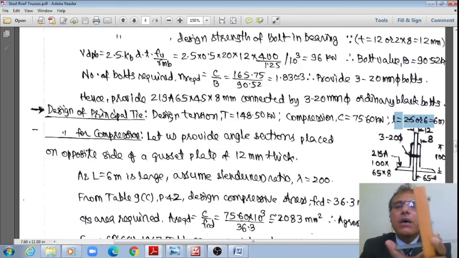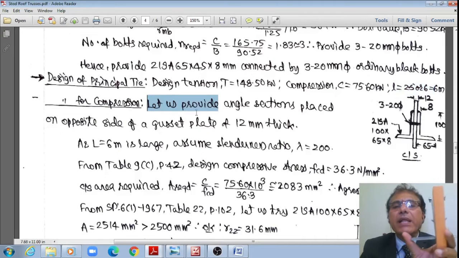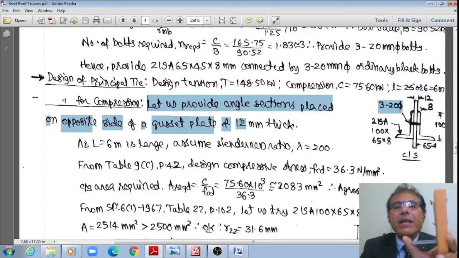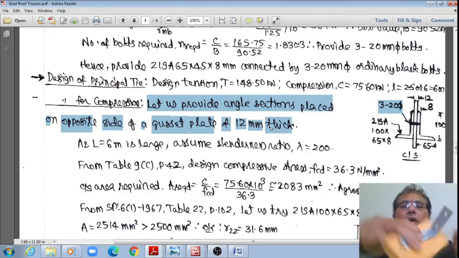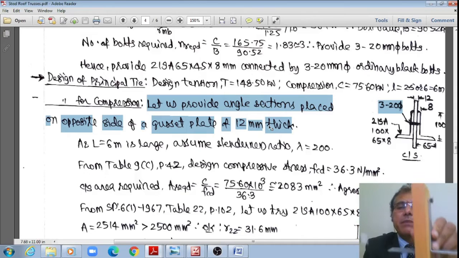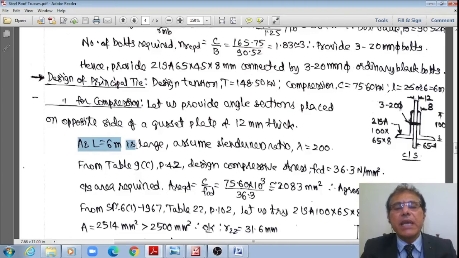Therefore, now the bottom chord member is as shown here. Now I'll initiate the design for compression, assuming two angles placed back to back on one side of a gusset plate of 12 mm. Previously the section was like this. Now I'm assuming the same section, just upside down, like this. Or even I'm showing here the cross section, like this. Now, however, the length is L.